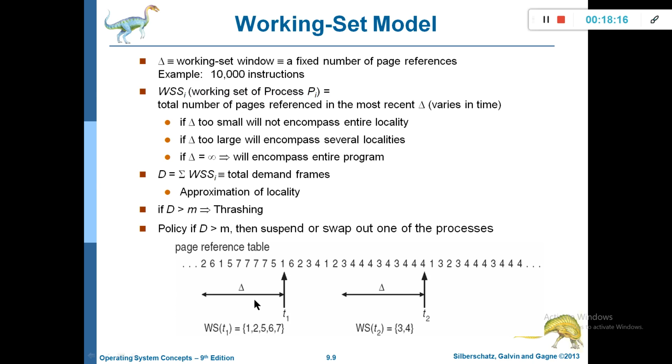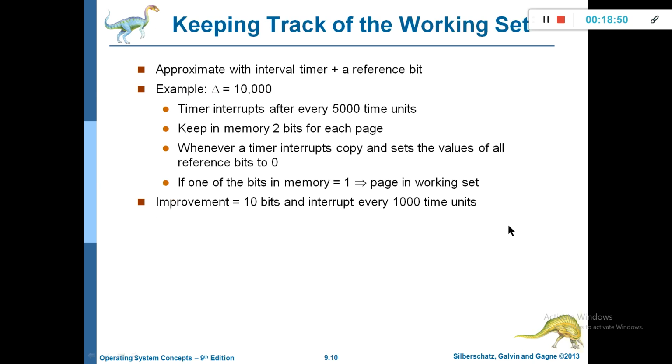Consider this example: in the working set window T1, if delta is equal to 10 memory references in the sequence shown in the figure, then the working set at time T1 is 1, 2, 5, 6, 7. Then by time T2, the working set has changed to 3, 4. Like this, the working set changes based on time.